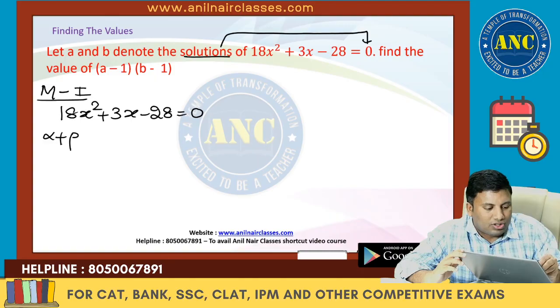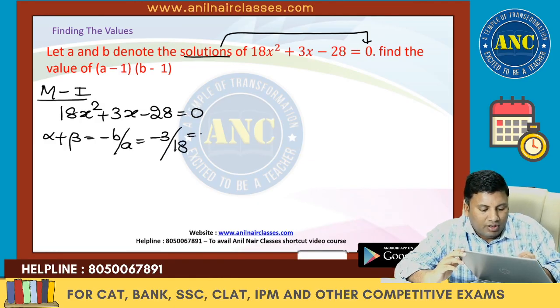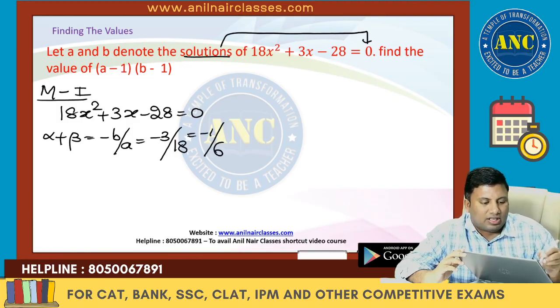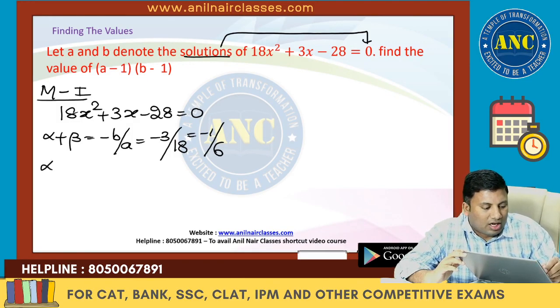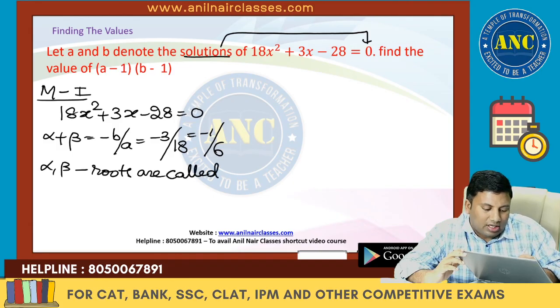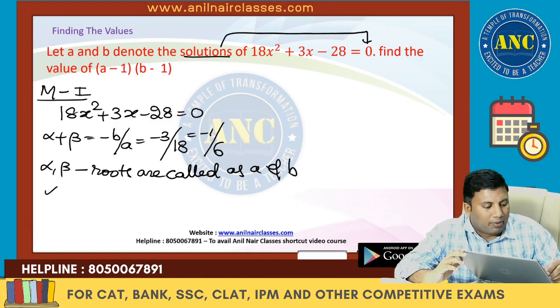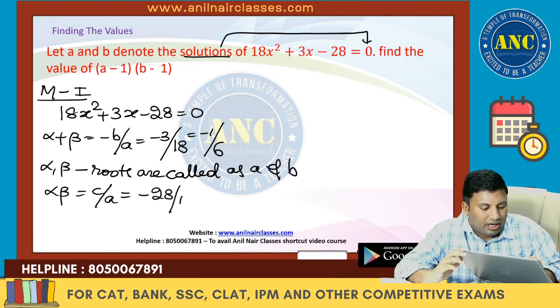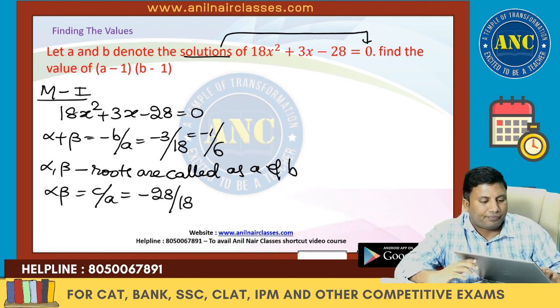The sum of the roots is −b/a, which is −3/18, which is −1/6. Here the roots are alpha and beta; the roots are called a and b. And the product of the roots, alpha beta, is given by c/a, which is −28/18.